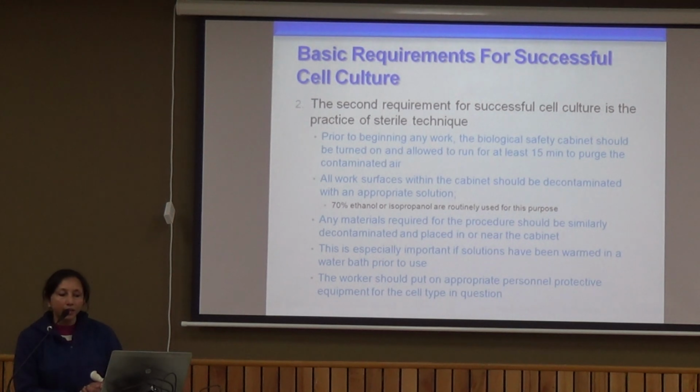Any materials required for the procedure should be similarly decontaminated, like the glass stirrer, the forceps, the scalpel, everything has to be sterilized. This is especially important if solutions have been warmed in a water bath prior to use. The workers should put on appropriate personal protective equipment for the cell type in question. It depends what kind of cell type we are using. If the cell line is pathogenic, we have to be extra careful.